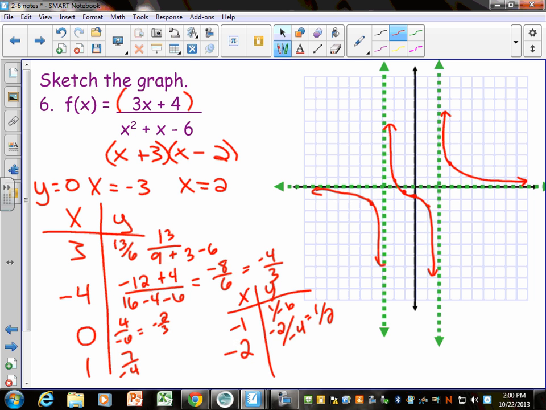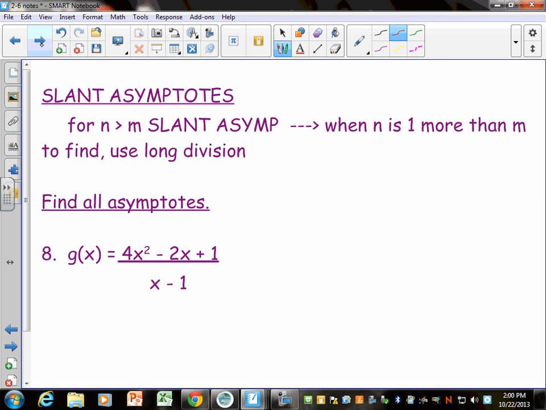The only other thing we have to talk about is slant asymptotes, because we didn't talk about them in chapter 1. Everything else up to this point, I'm pretty sure we took almost identical notes already in chapter 1. But slant asymptotes are what happens when there's no horizontal asymptote. So when n is bigger than m, when your numerator degree is bigger than your denominator degree, you have no horizontal asymptote, but that means there's a slant asymptote.